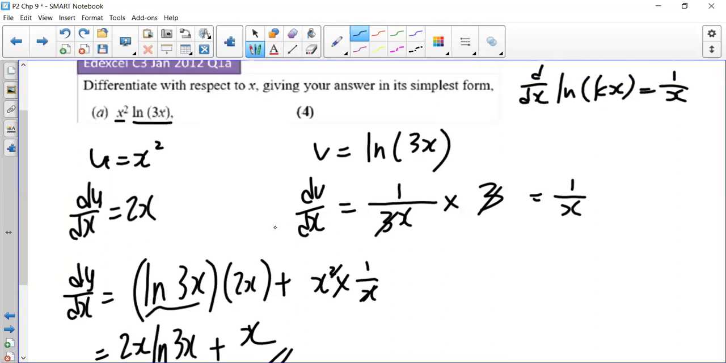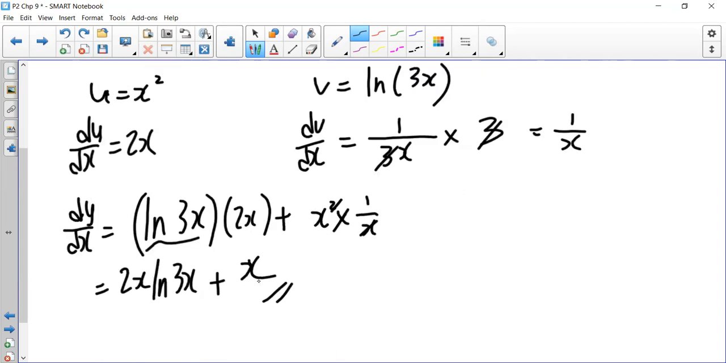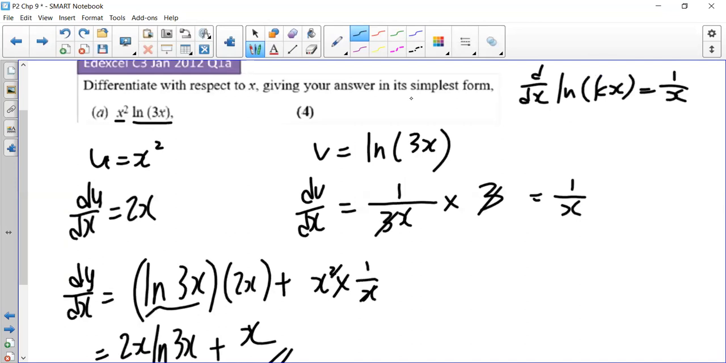All right, and that's product rule. Product rule essentially is just using formula v du plus u dv. Let u be one term, let v be the other, differentiate both sides, use the formula, and voila, you've got the answer. Right, and that's the end of 9.2.